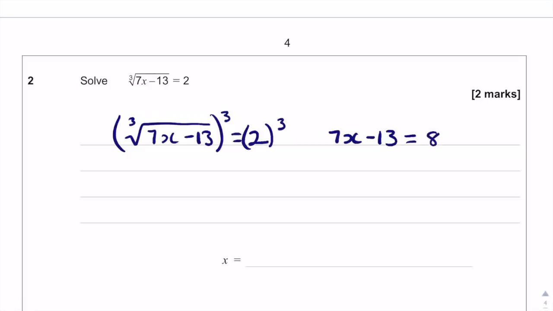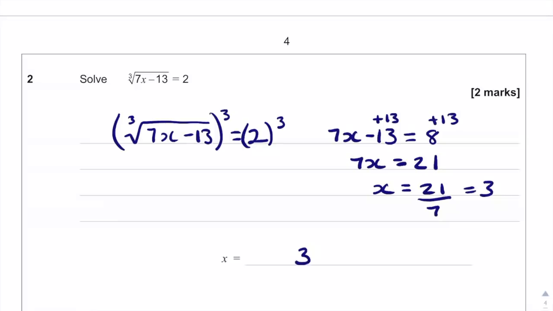We can then add 13 to both sides. So we get 7x is equal to 13 plus 8, which is 21. Now we can divide both sides by 7, so x is equal to 21 over 7, which is 3. So answer is x equals 3.